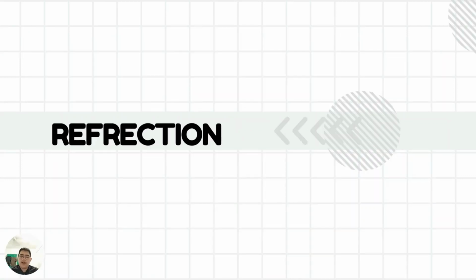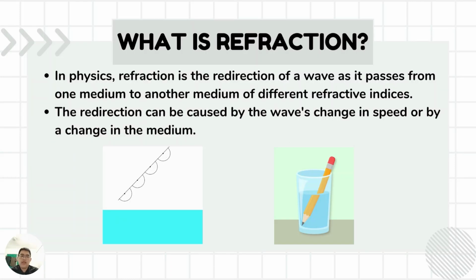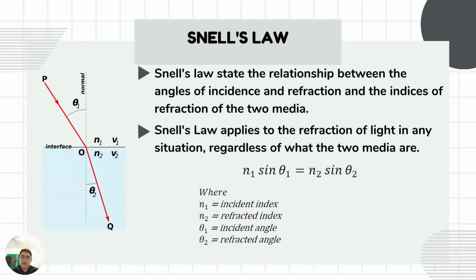Next one is refraction. What is refraction? In physics, refraction is the change in direction of light as it passes from one medium to another medium of different refractive indices. In the animation below, we can see that when the light travels from one medium to another medium, the direction of the light is bent at the other medium. In daily life, we can easily notice refraction when we put things into the water. We can see that the shape of the thing is bent in the water.